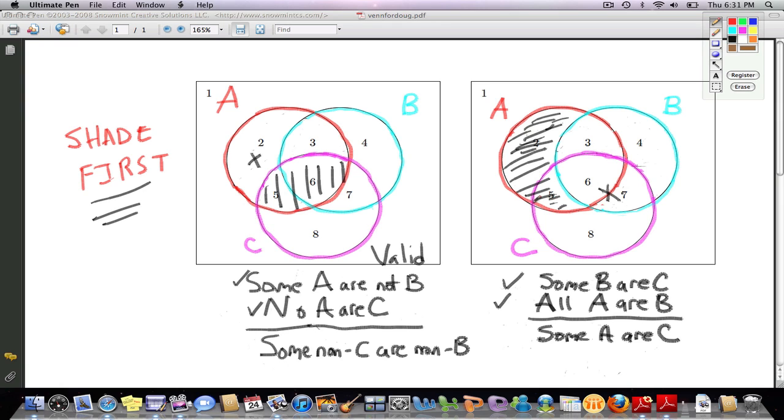We're looking for a mark. I'm going to go ahead and draw it out in black, the A's that are C in this particular area. The mark is not totally contained within the area, so the argument is invalid.